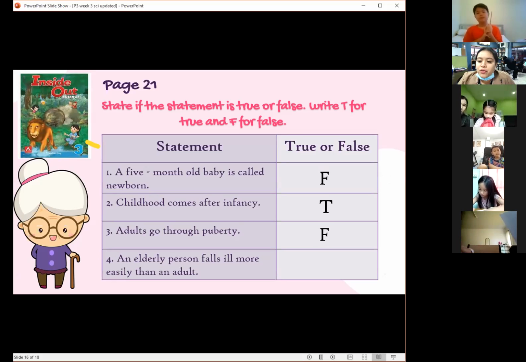Okay, now number four, let's read. An elderly person falls ill more easily than an adult. True or false? What's the answer? The answer is T. T or true. Okay, finish.